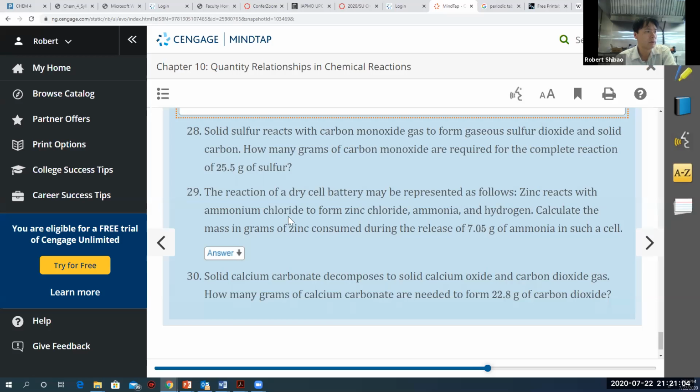Zinc reacts with ammonium chloride to form zinc chloride, ammonia, and hydrogen. So zinc metal, they say zinc, so I'm assuming that zinc is normally a metal. And so let's take a look at this reaction. So we got zinc, solid, the element, reacts with ammonium chloride to form zinc chloride, ammonia, and hydrogen. So what's going on here?